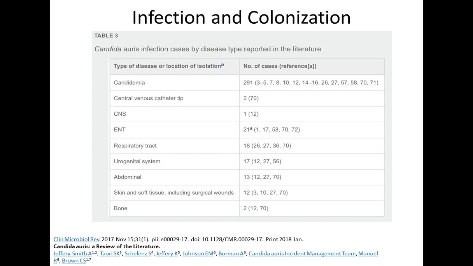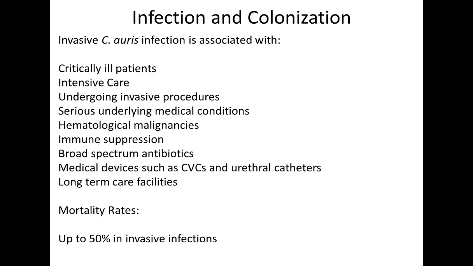But it's also been associated with other types of infections. So it's been isolated from central venous catheter tips, CNS, ear, nose, and throat, respiratory tract, urogenital system, abdominal infections, skin and soft tissue infections, including surgical wounds, and even in the bone. So this organism doesn't just exclusively cause disease in the blood, but can also cause disseminating and devastating disease in other areas of the body.